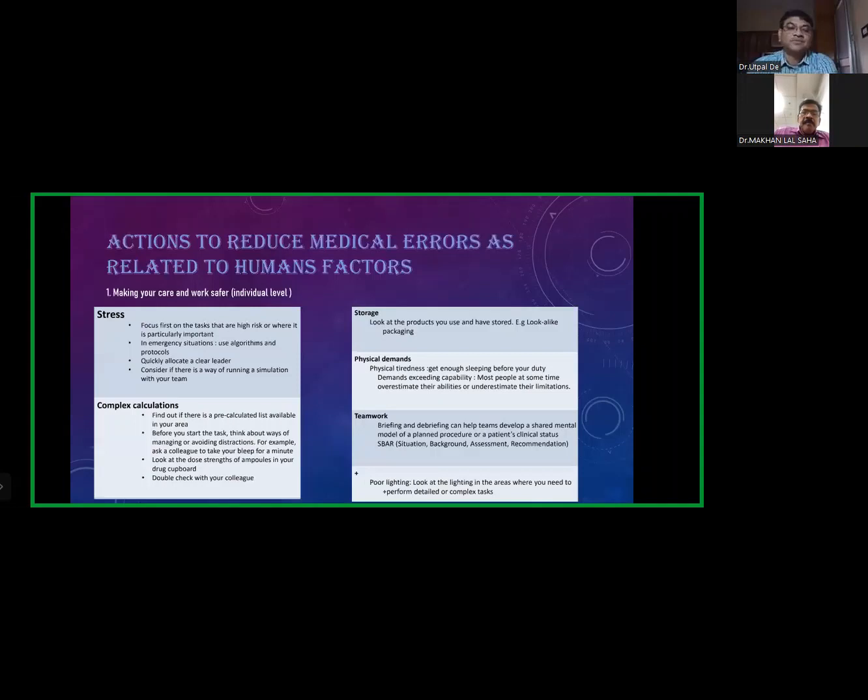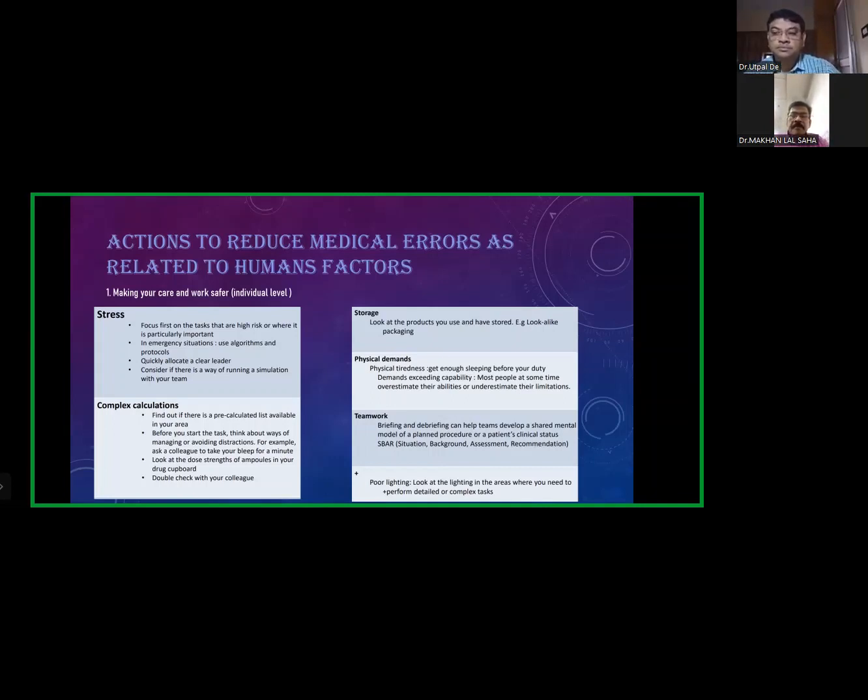Actions to reduce medical errors as related to human factors. At the individual level, we can help to manage stress. Focus first on the tasks that are high risk and where it is particularly important. In emergency situations, use algorithms and protocols. Quickly allocate a clear leader and consider if there is a way of running a simulation with your team. Complex calculations: find out if there is a pre-calculated list available. Before we start a task, think about ways of managing and avoiding distractions.